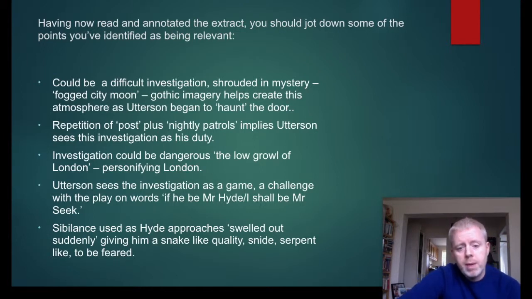And when you go through the extract, you may well pick out 1 or 2 further points. That's absolutely fine.